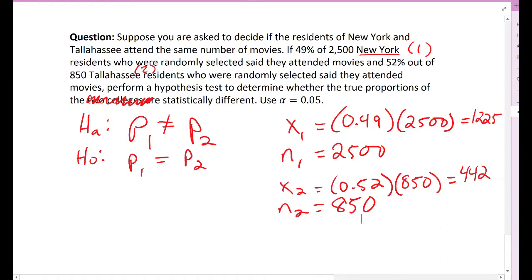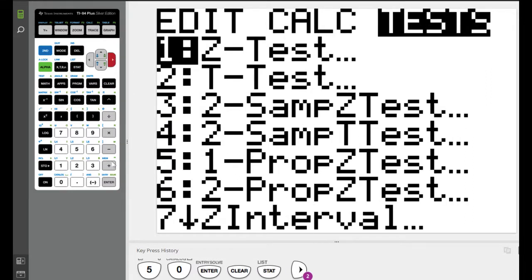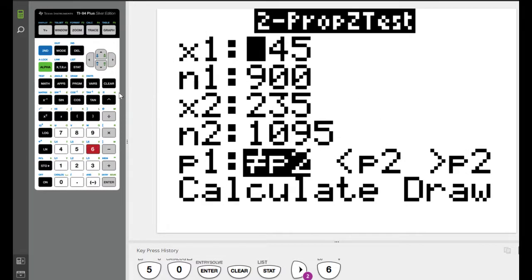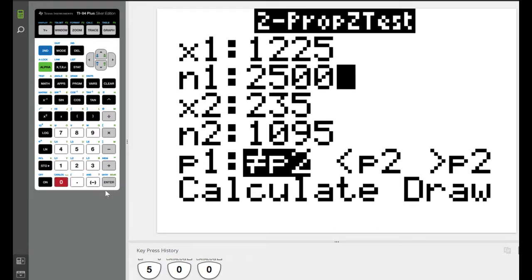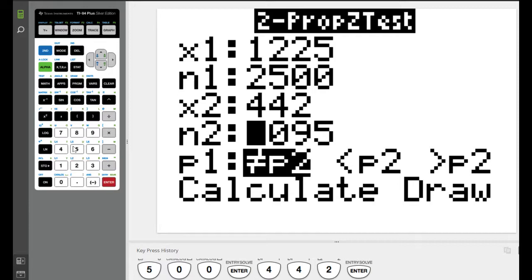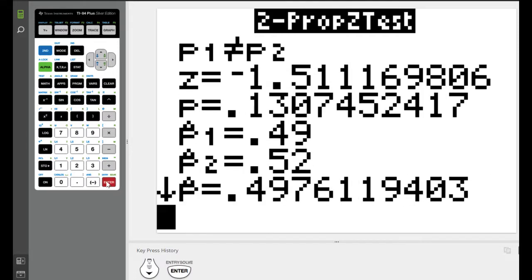Here we go. Clear this out. Stat, test. Number 6 is what we're doing, 2-PropZTest. X1 is 1225, where the N1 was 2,500. X2, 442. And 850. The HA, what was the HA? It was a not equals to, it was a two-tailed test. We go to calculate, and we're in there with a p-value of 0.131.